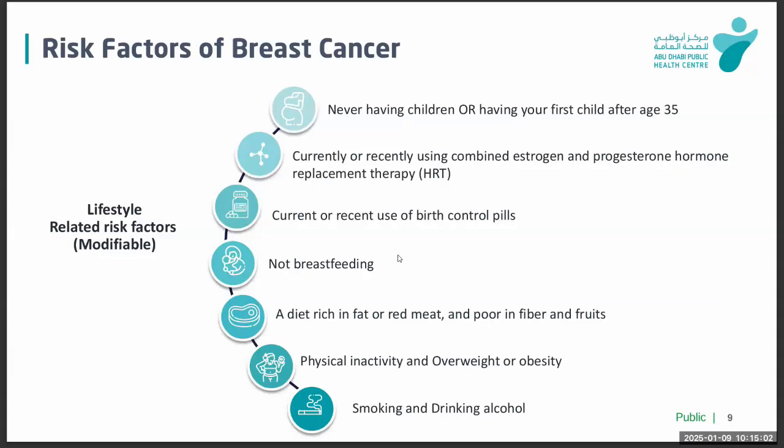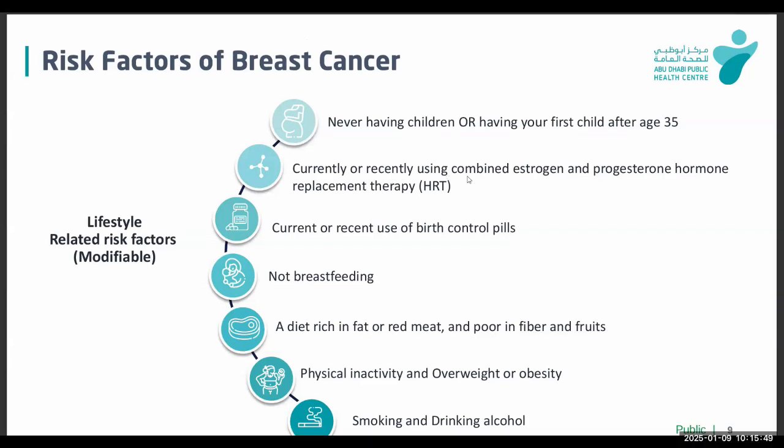So these are some risk factors for breast cancer. As I said, there are modifiable risk factors, and then there are non-modifiable ones. Non-modifiable risk factors include those that are genetic predisposition, as I said, BRCA1 and BRCA2 genetic mutation. You cannot just avoid your genetics, but there are a lot of causes of breast cancer that can be modifiable. Never having children or having your first child after 35 years of age is a risk factor.